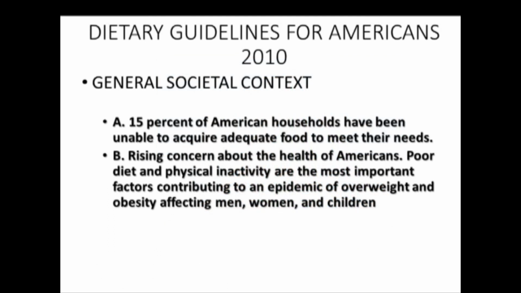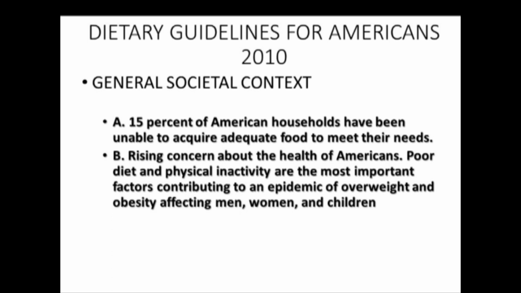Five years later, the Dietary Guidelines for Americans 2010 focused on key social issues. First, poverty, and second, the rising prevalence of overweight and obesity among men, women, and children. Indeed, 15% of American households at that time had not been able to acquire adequate food to meet their needs on a regular basis. Rising concern about the health of Americans was also on the agenda.